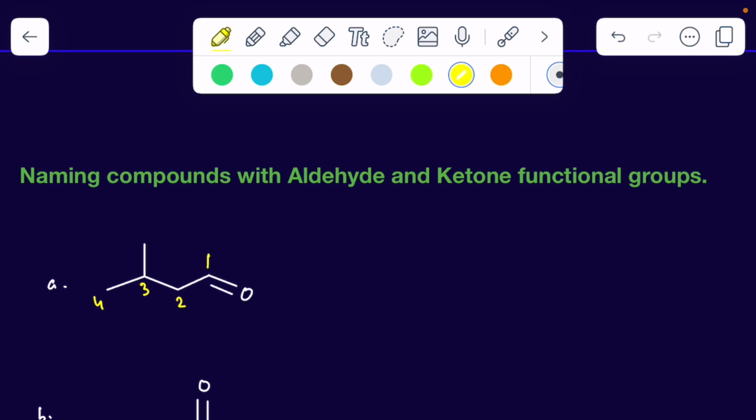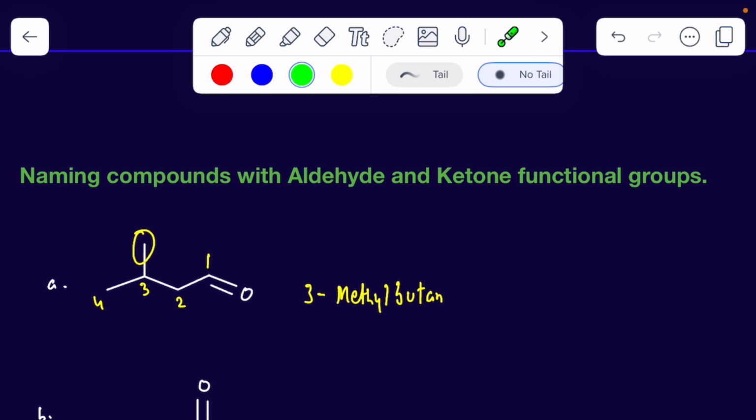On the third position, you do have this methyl group attached here. So you also want to make sure you write down all your substituents first in the naming process. So it would be 3-methyl, and then after that you have a four-membered carbon chain here, so the suffix is going to be butane, and then you have to specify your functional group.